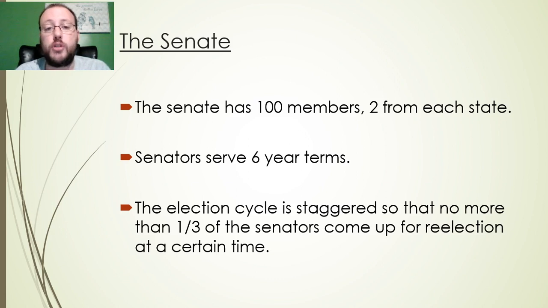Senators serve for 6-year terms. The election cycle is staggered, so no more than a third of the senators come up for re-election at a certain time. So in that 6-year term, every 2 years there is an election, and a third of the members of the Senate come up for a vote. 2 years later, another third, and then at the end of the 6-year period, the last third comes up for re-election. That way you don't have 100 brand new senators in there trying to do things from scratch. You have a third at a time that comes in.